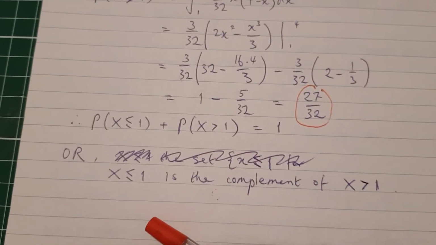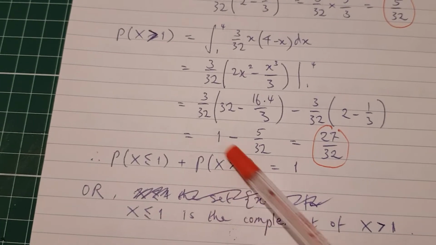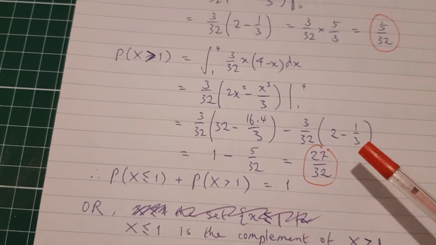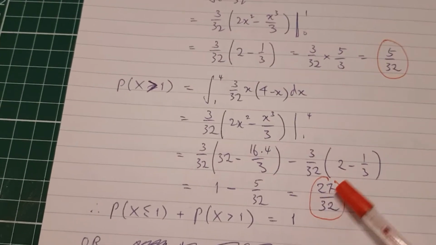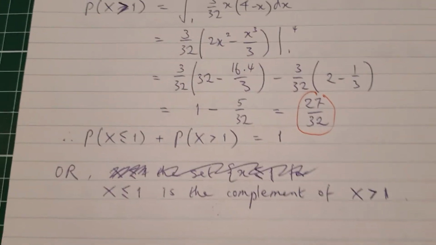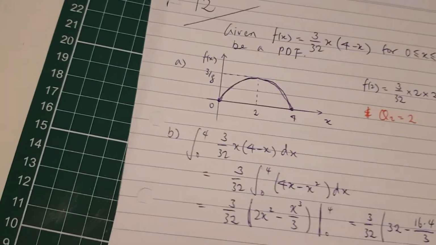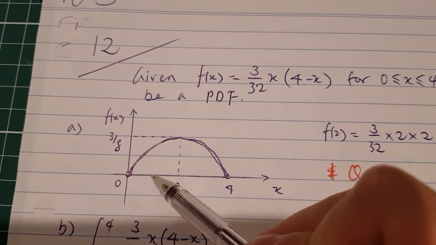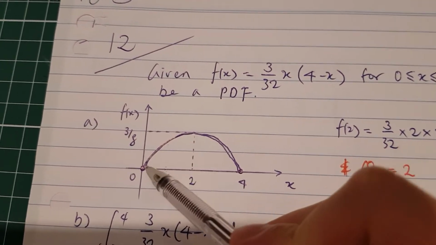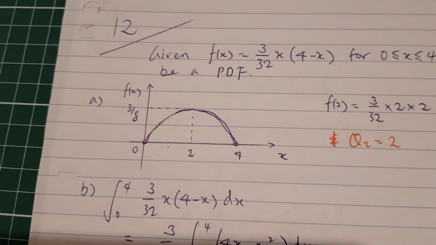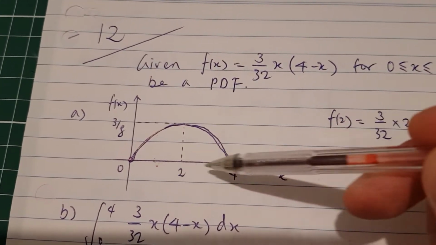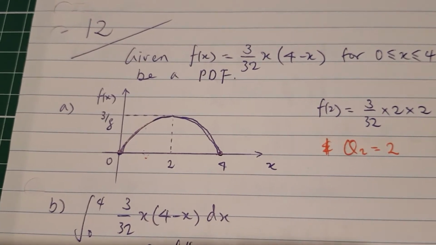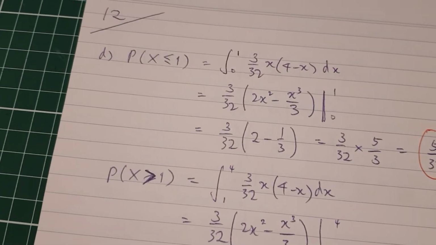Or like I said at the beginning of the video, this is the complement of that. So we could see that 1 take away 5 on 32 is 27 on 32. So going back to this sketch here, see, from 0 to 1 would be halfway through there. That's 1. So that's 5 on, what was it, 32? Yep. And 1 to 4, that area under that curve, is going to be 27 on 32. Okay, that's what it means.